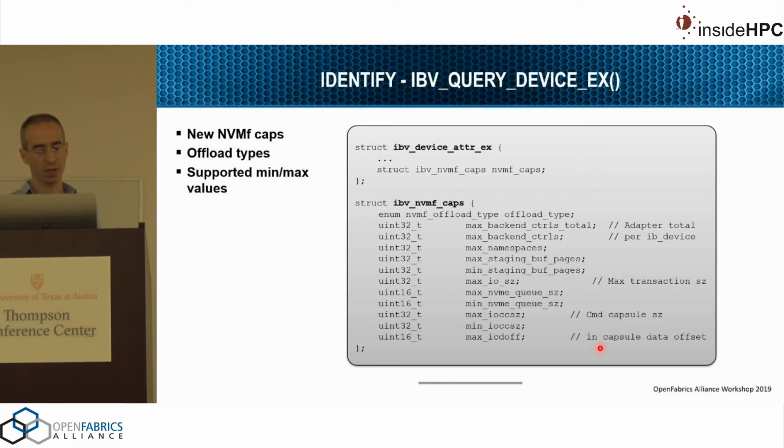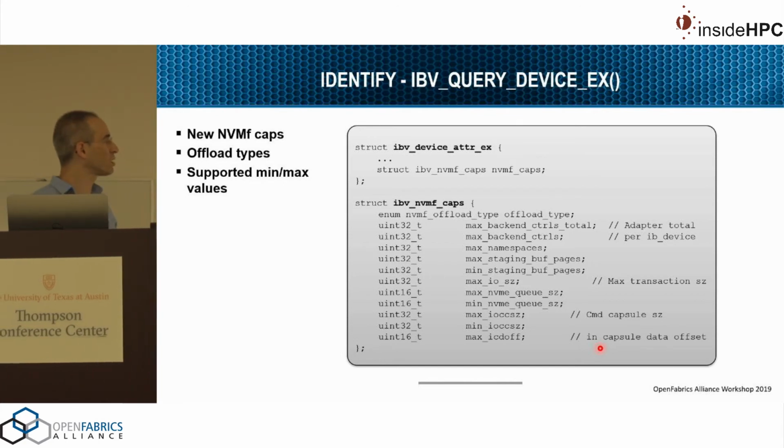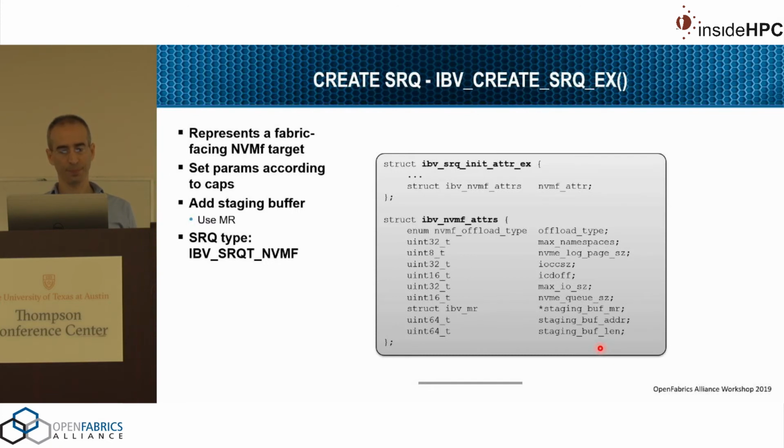So we can see here the total number of backend controllers we can support, adapter-wise, the max number for a specific device, namespaces, the size of the staging buffer that we can support, the size of the capsule, and the size of the I/O queues of the NVMe that we can support in the offload manner. That's mainly it in terms of capabilities.